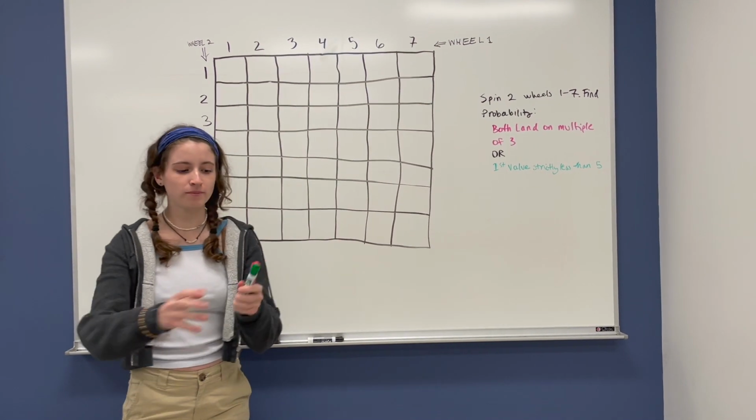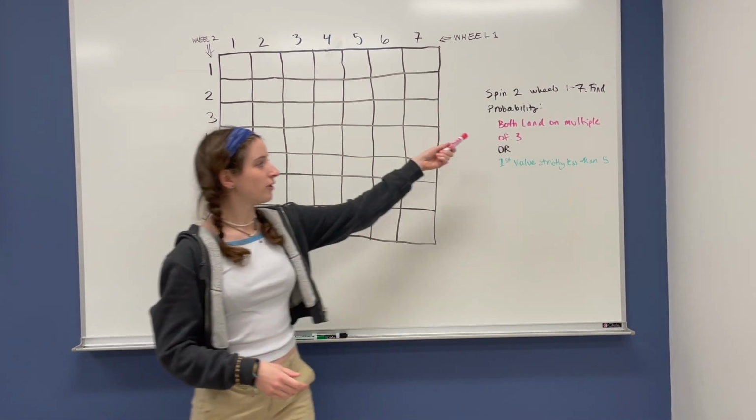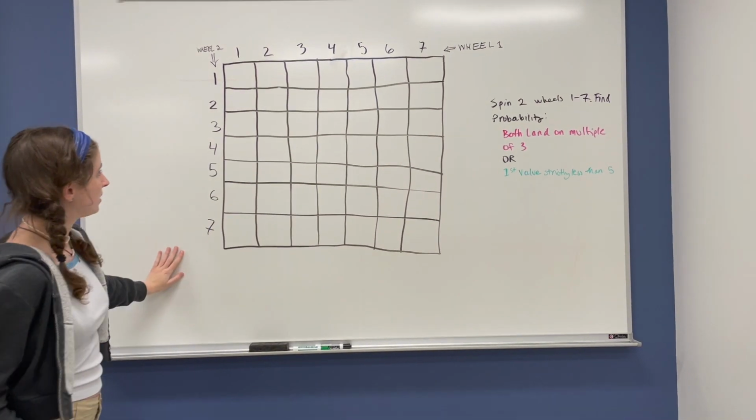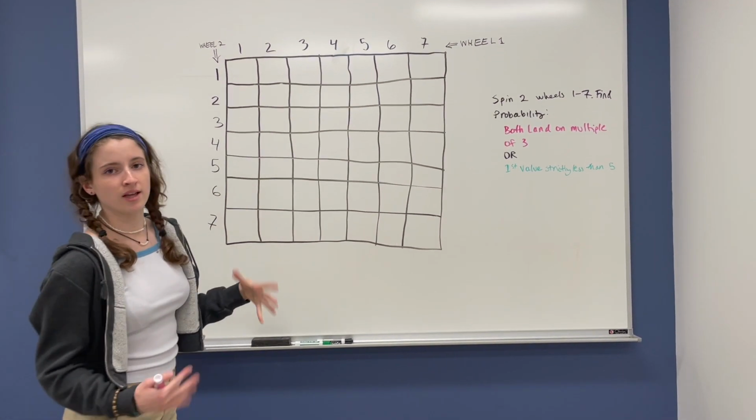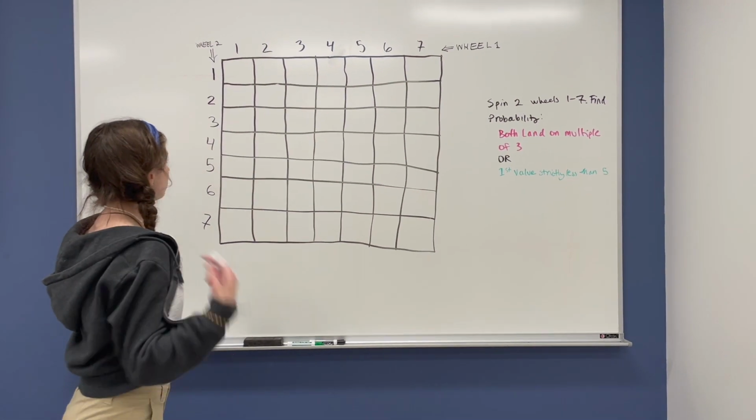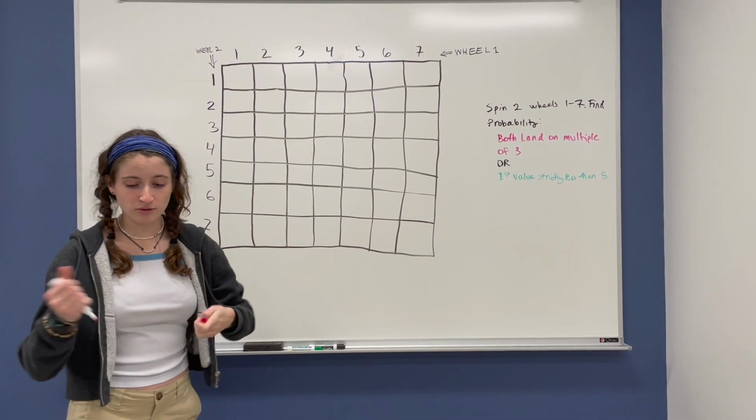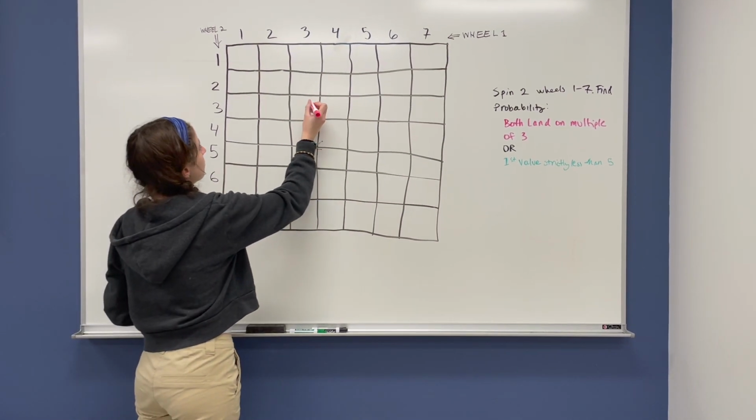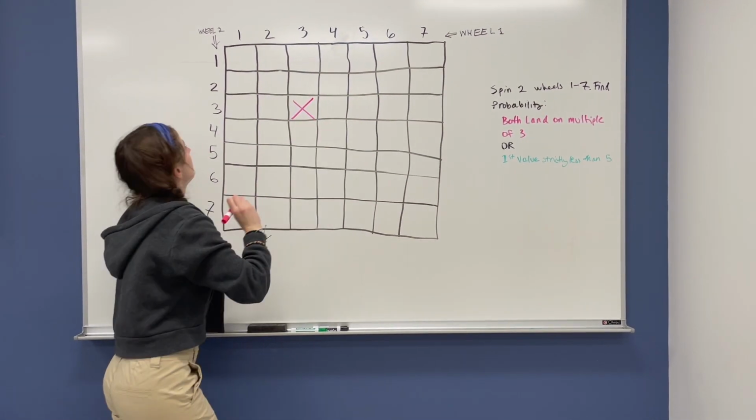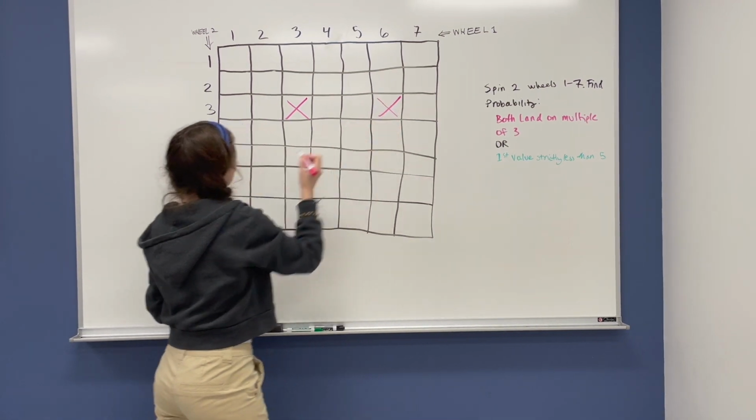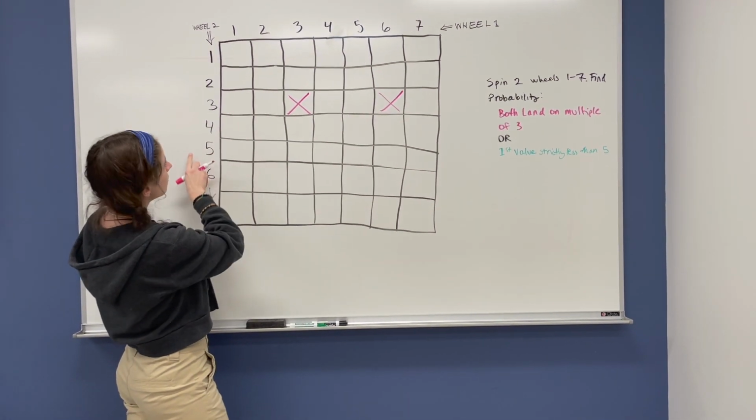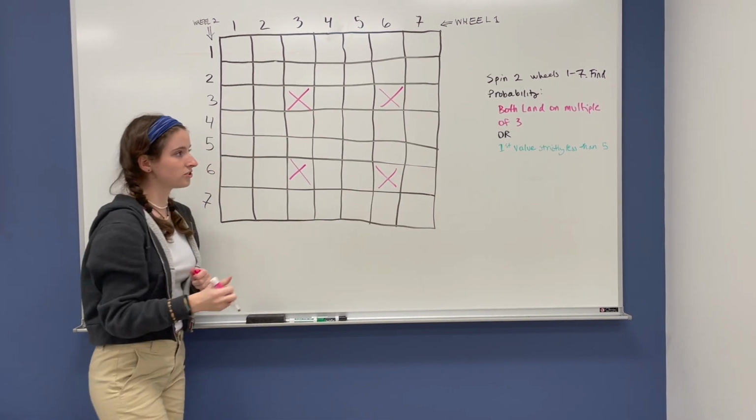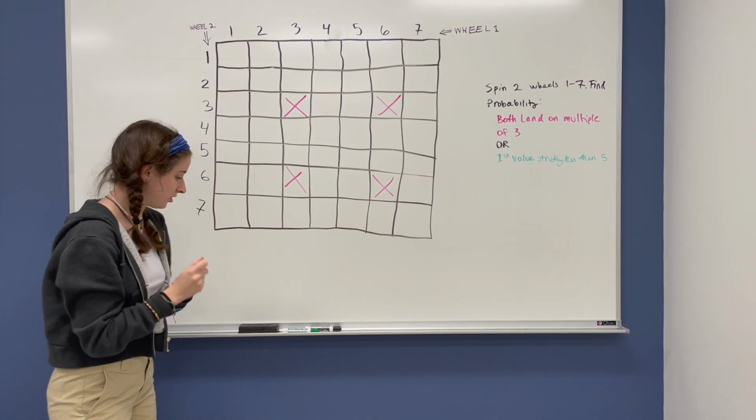So to start out, let's do the first condition, that both wheels land on a multiple of 3. In this box, we see the only 2 multiples of 3 in the numbers 1 through 7 are 3 and 6. So for both wheels to land on a multiple of 3, we only have 3 and 3, 3 and 6, 6 and 3, and 6 and 6. So that's 4 cases that satisfy the first condition.